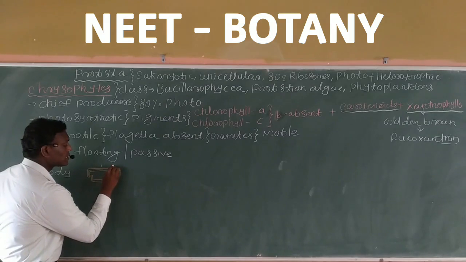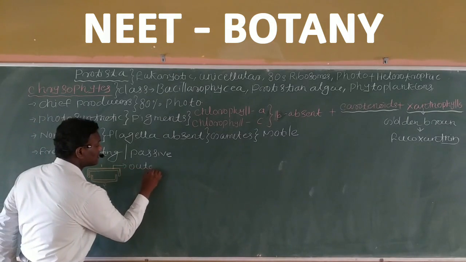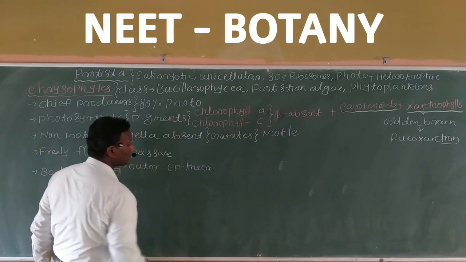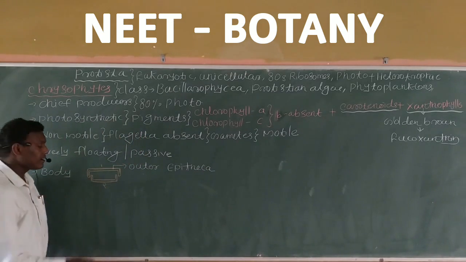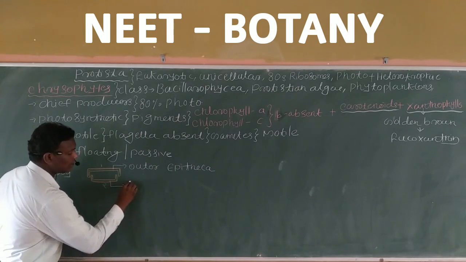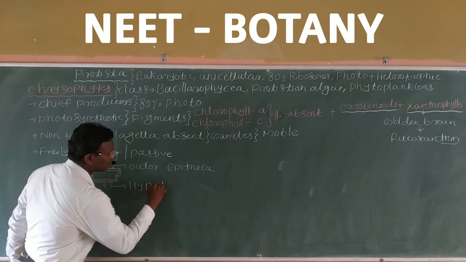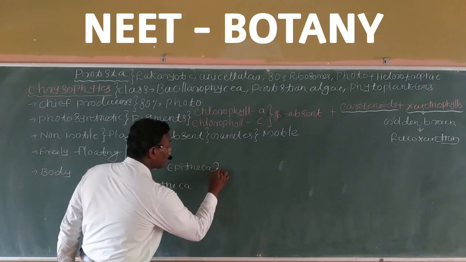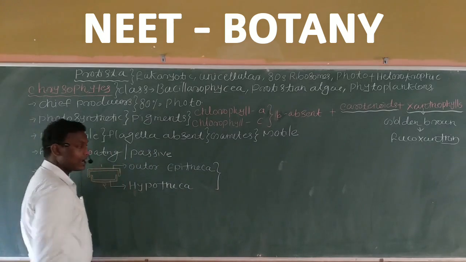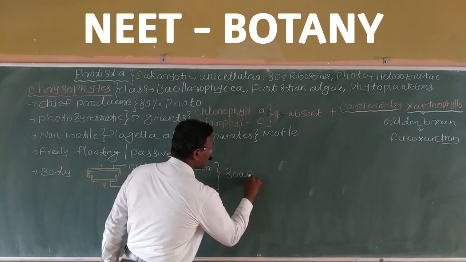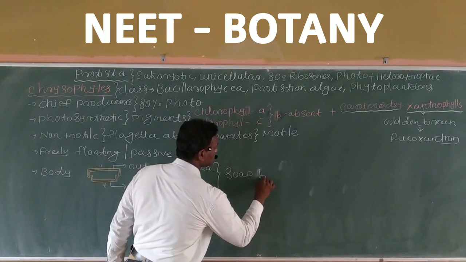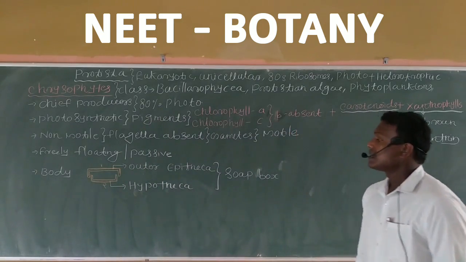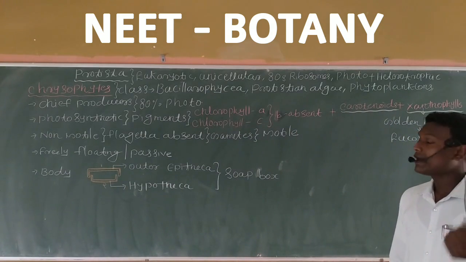The outer one is called the epitheca, and the lower one is called the hypotheca. Epitheca and hypotheca are both fitted together like a soap box. Can you understand me? Both are fitted together like a soap box, epitheca and hypotheca.